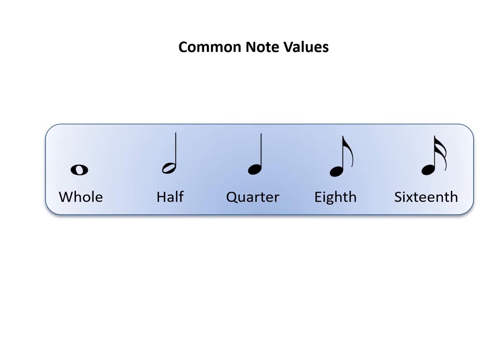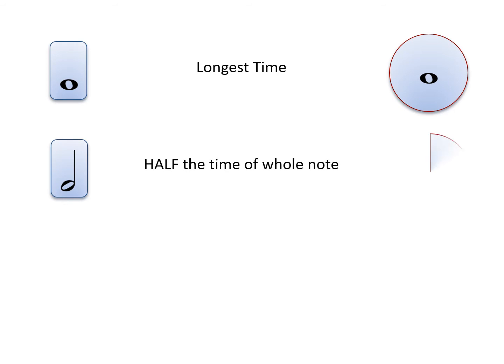Here are the common music note values from longest to shortest. The whole note is given the longest amount of time, and so we're going to represent it with a full circle. A half note is half as long as a whole note. Our diagram shows us that two half notes will take the same time as a whole note.